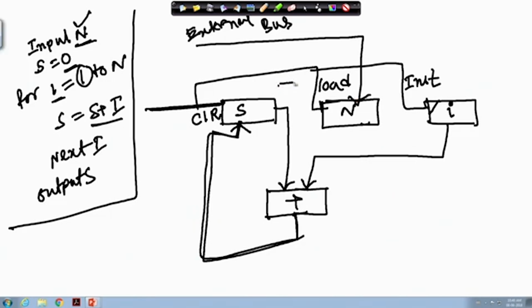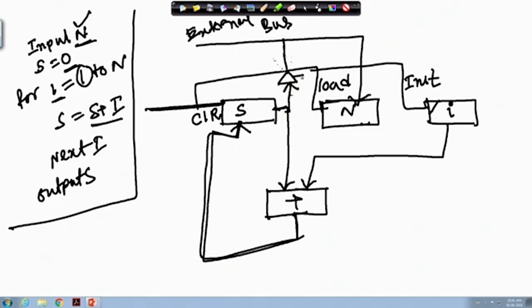So, what I require is one buffer over here. Okay. When the total job is finished, this buffer will produce the corresponding S value, which will go out through this external bus. Okay.